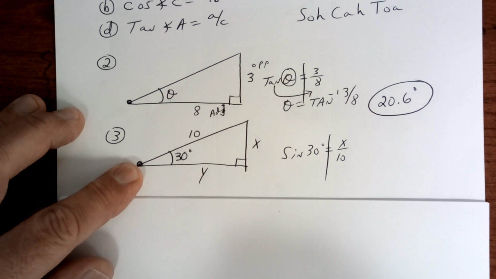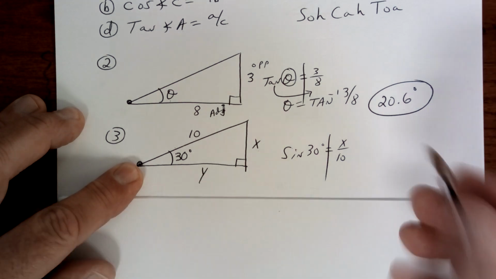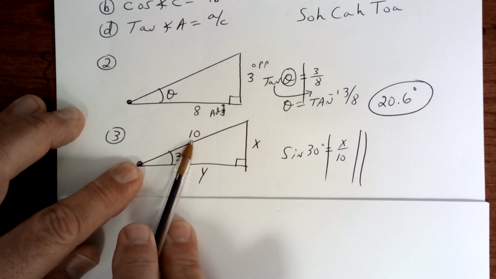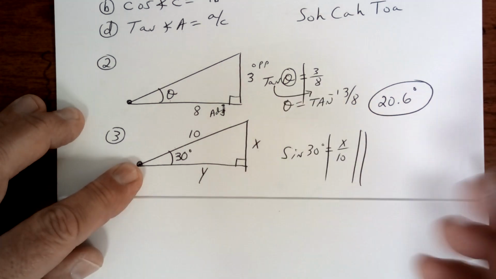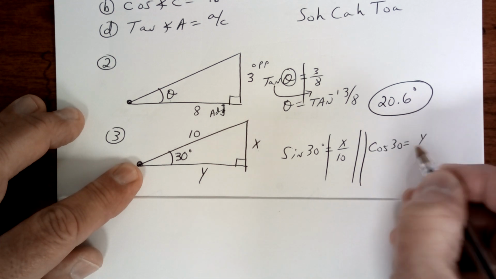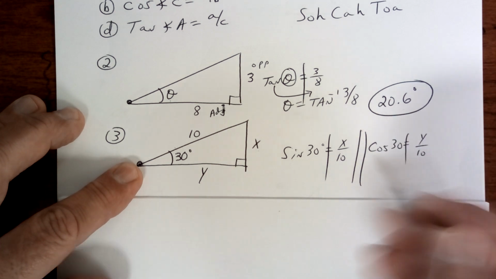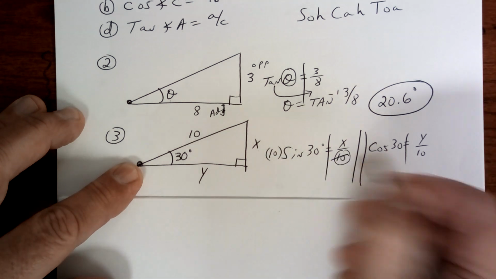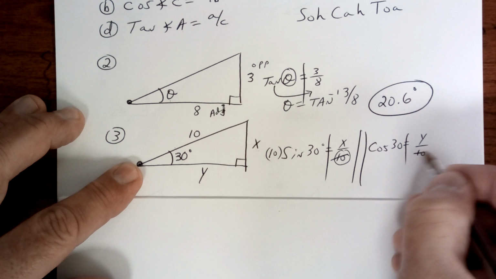Let's set up y real quick. So y is adjacent over hypotenuse, and that's going to be cosine. So that's going to be the cosine of 30 degrees equals adjacent over hypotenuse. And so for this one, you're dividing by 10, so all you have to do is multiply by 10. And this one, you got to multiply by 10 as well.